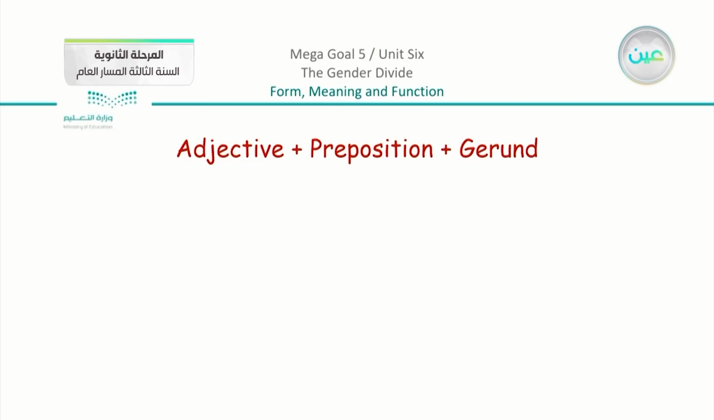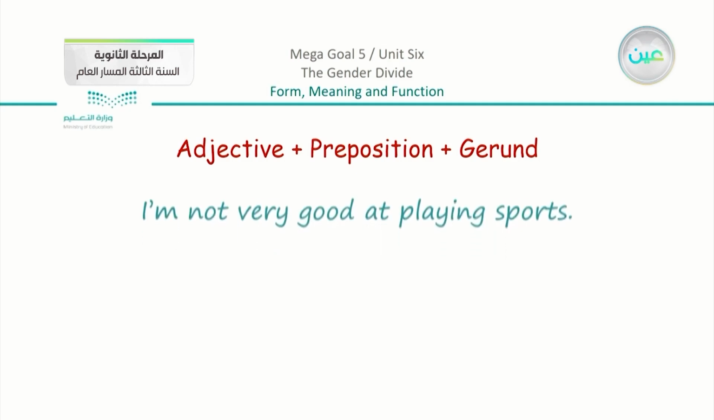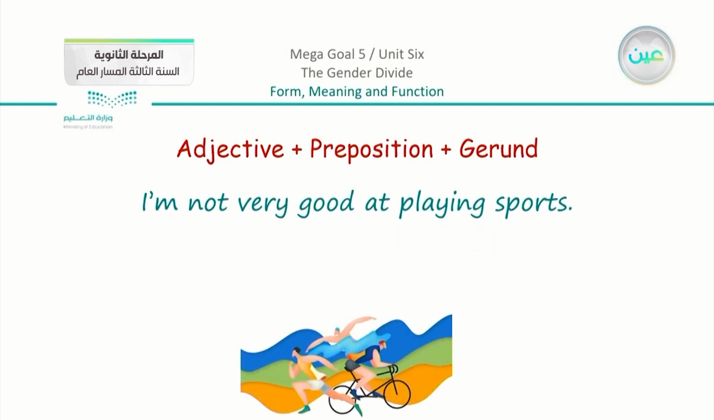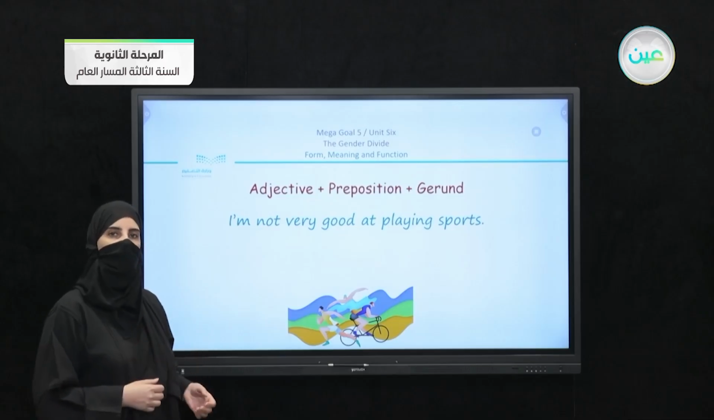Now you can apply the same idea. There is also another form that you can apply. Now, since you are going to talk about your personal activities and hobbies, you can use the form adjective plus preposition plus gerund. For example, we have here, I'm not very good at playing sports. You can see that good is the adjective, at is the preposition, and playing is the gerund. So don't forget that the gerund is actually a verb, but it functions as a noun.